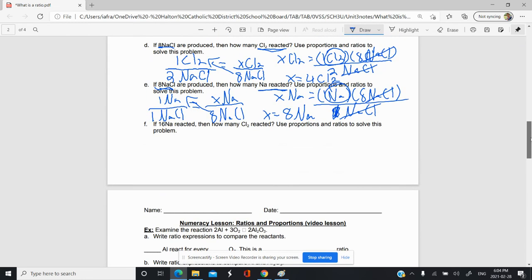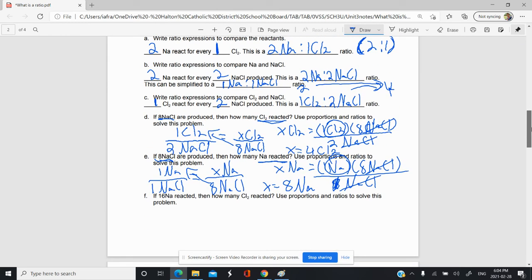Let's do, oops, right over here. You have 16 sodiums. So let's say 16 sodiums reacted. How many Cl2 must have reacted? So now we're comparing our Na to Cl2 ratio. And I think we found that for Na to Cl2, it's a 2-to-1 ratio. So we want to find out how many Cl2 we have. So when I look at my ratio here, I'm going to put the Cl2 on top. So I'm going to say there's one Cl2, and every time there's one Cl2, there's 2 Na.